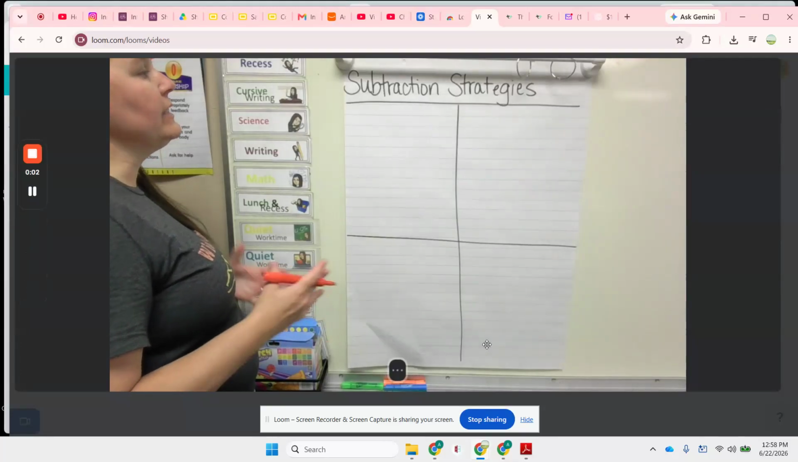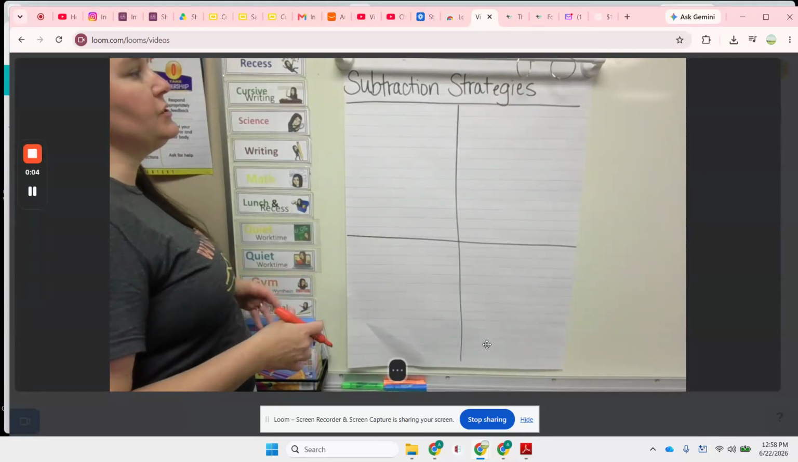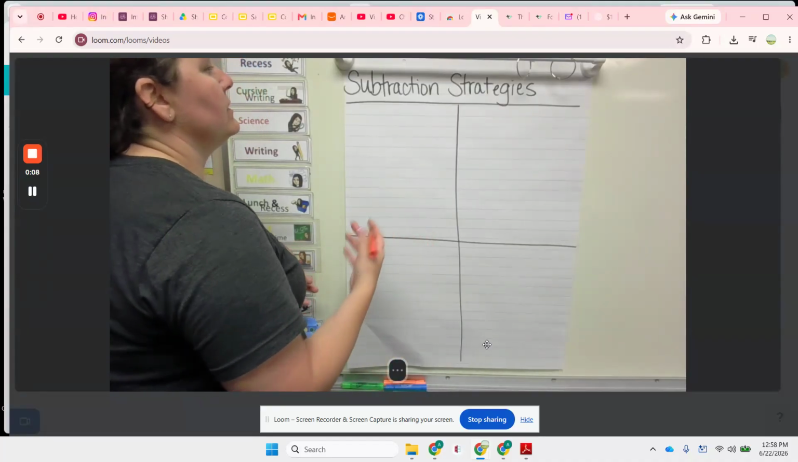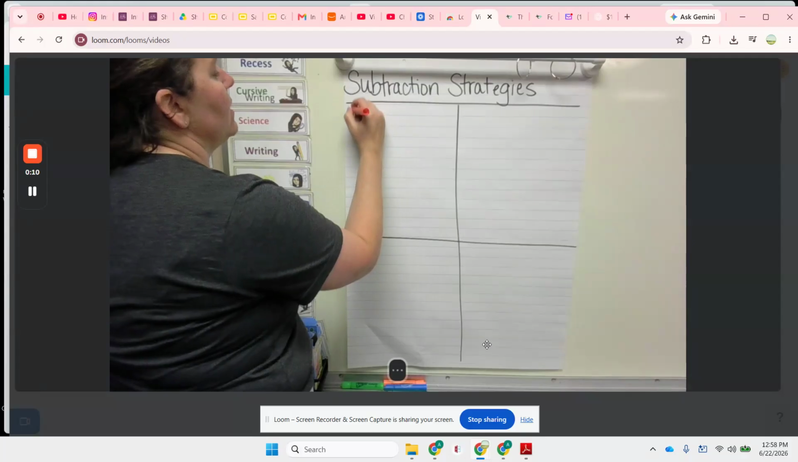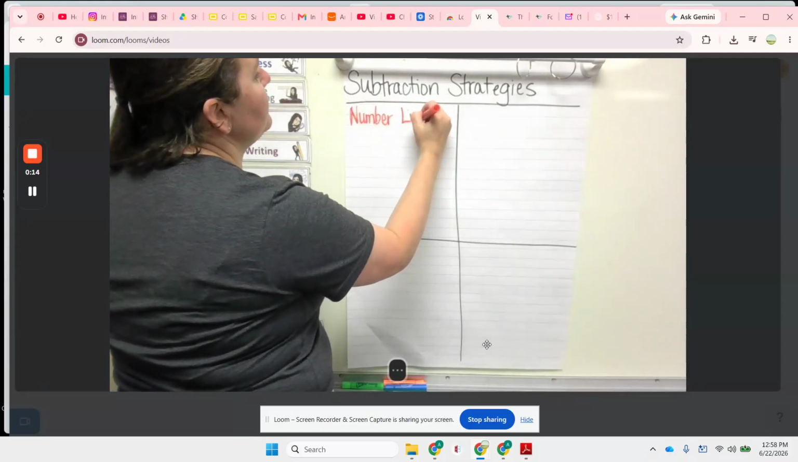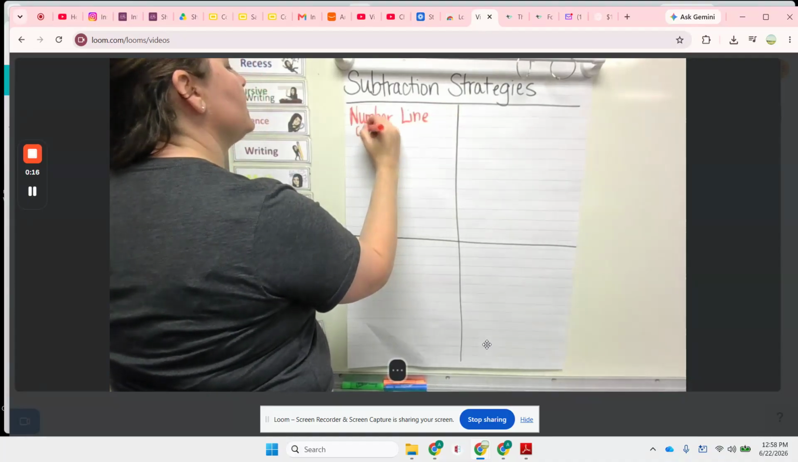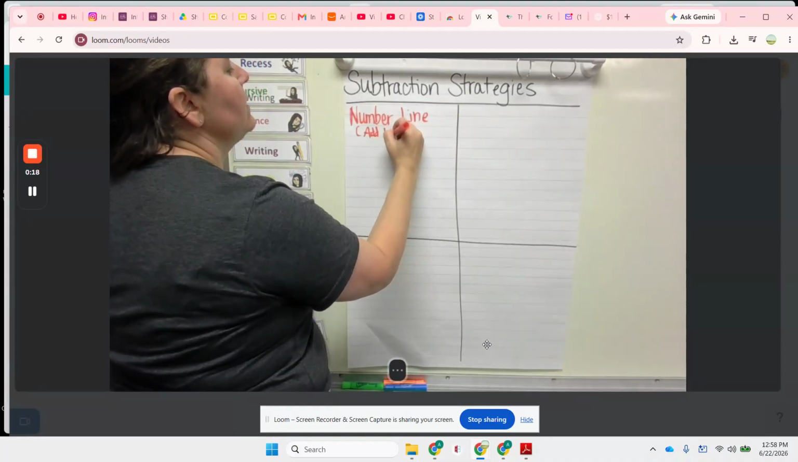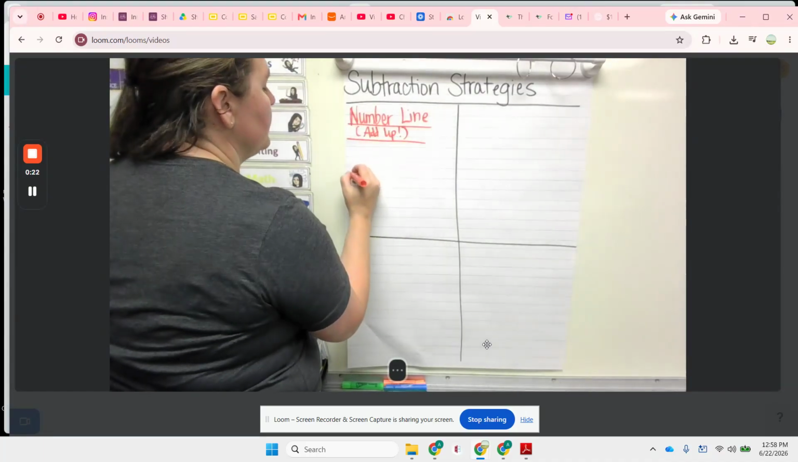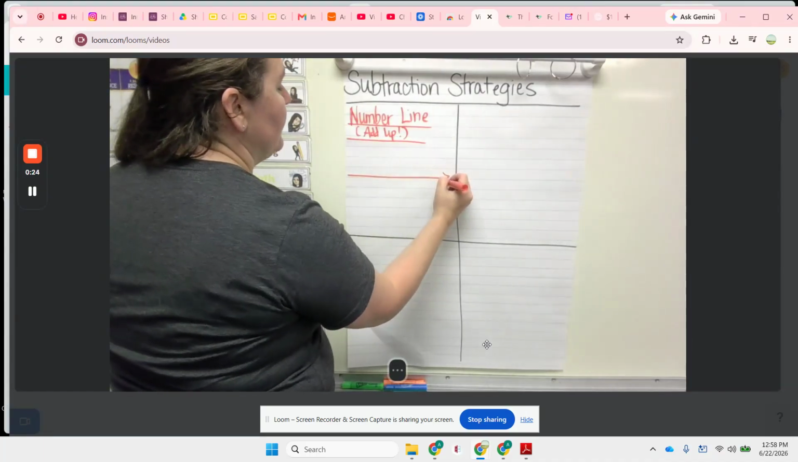Okay, so after I choose to share our addition strategies, we've been practicing them for a little bit. My curriculum naturally moves into subtraction of larger numbers. So just like with addition, we are going to start with number line strategies. However, I always surprise my students with the first one because it is called number line add up.